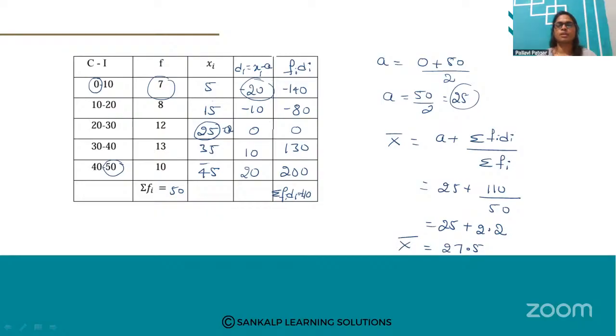So x bar is equal to 27.2. Therefore the mean for the given grouped data using the assumed mean method is 27.2.